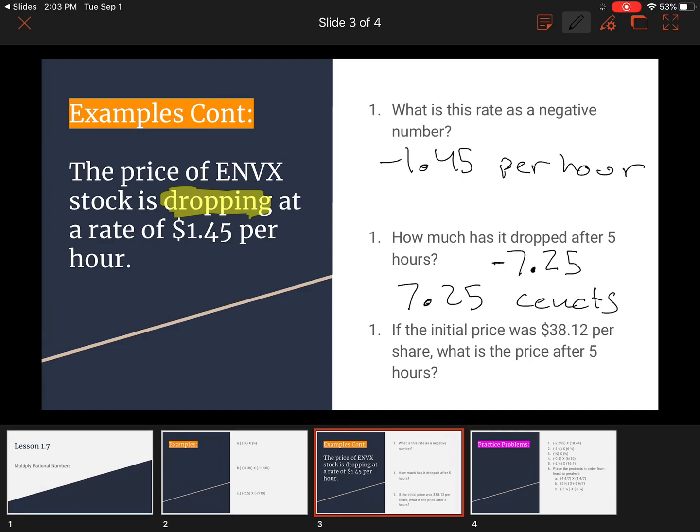All right, so if the initial price was $38.12 per share, what is the price after 5 hours? Well, we're going to want to subtract our 7.25 from our 38.12. All right, so 2 minus 5, so borrow, 12 minus 5, we get a 7 right here. Sorry for the small numbers, guys. And then we need a 1 minus a 2, so we borrow, and this would give us an 8. Make that 7. That's a 0. And then this would be a 3. So it would be $30.87. So after 5 hours, the price of the stock would be $30.87.